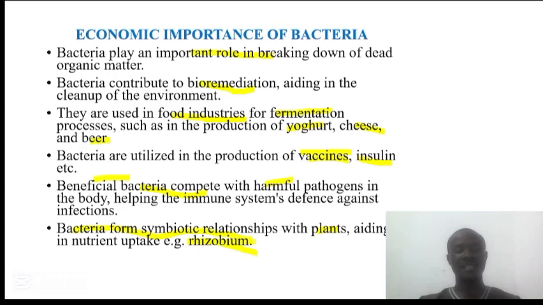And lastly, the one that is very common in their economic importance is that they cause disease in other organisms. When we talk about economic importance, it doesn't mean only good. It can be bad. You can also say that they cause food spoilage. That one is also another economic importance.